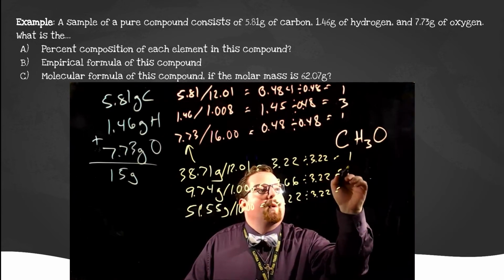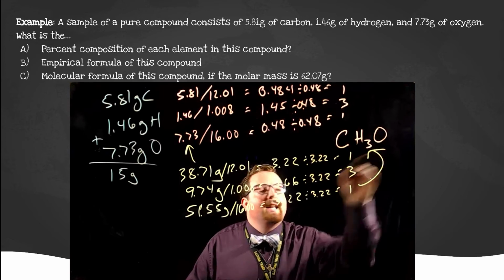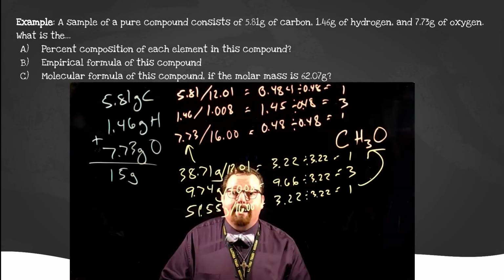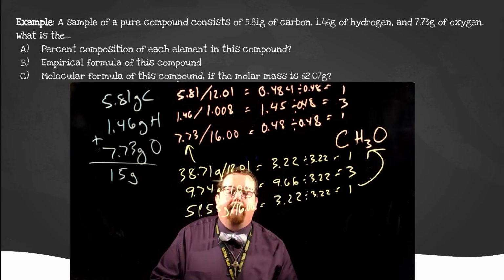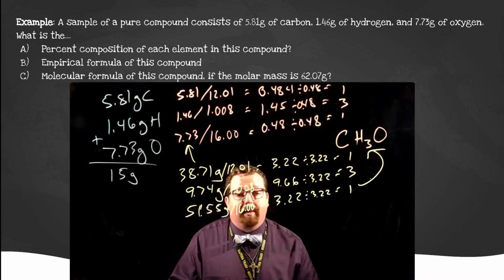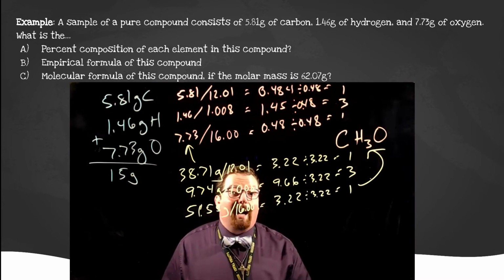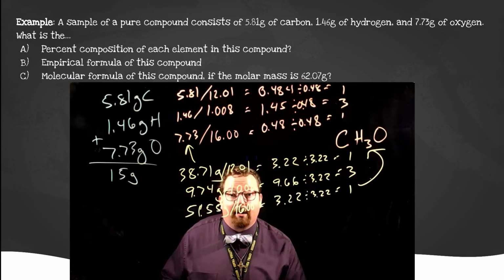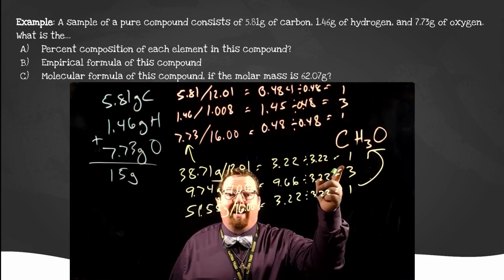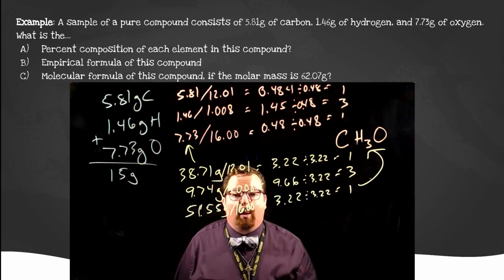And you still get 1, 3, and 1, the same empirical formula. Lastly, the problem asks us to find the molecular formula if our molar mass for the compound is 62.07 grams per mole. To do that, we have to know the molar mass of our empirical formula.